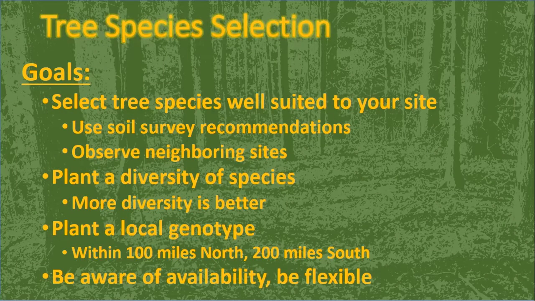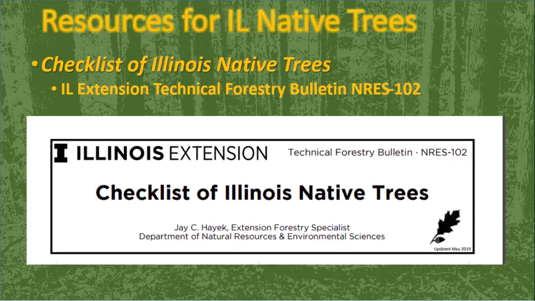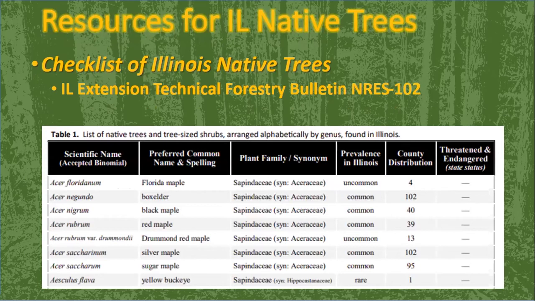So where are some places we can find information about native trees? I'm going to share some great resources here with you. These are all available on the internet. With a quick Google search, you can find most of these. This first is an Illinois Extension Forestry publication that recently came out. That's a checklist of Illinois native trees. So it has a great list in it of all of our native tree species, how common it is in the state, how many counties it's distributed in, and threatened and endangered status.